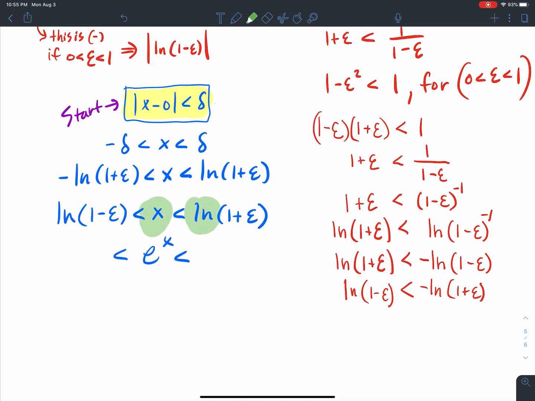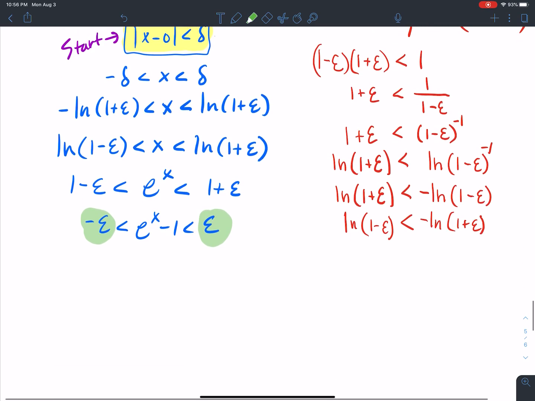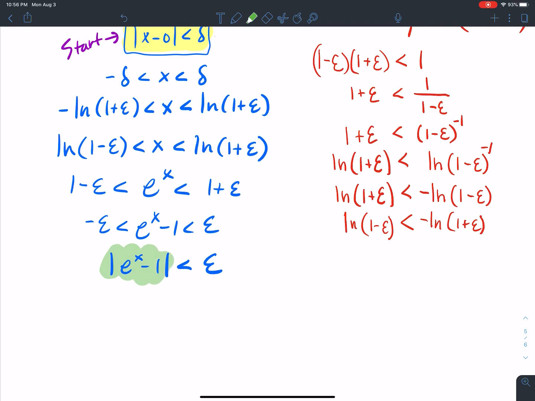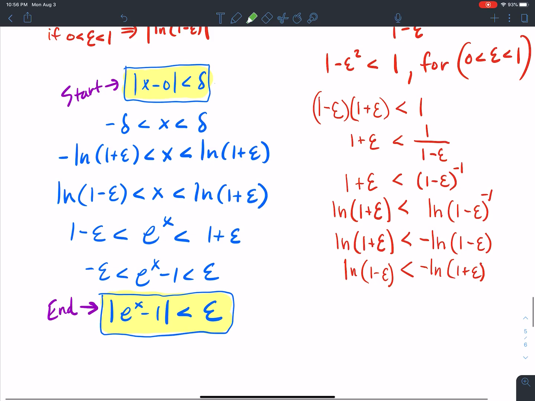If I exponentiate all three of these with e, then I get e to the x in the middle. E to the ln cancels the ln's. And so I get 1 minus epsilon and 1 plus epsilon. And now I'm going to subtract 1 from all pieces. And so I get negative epsilon and epsilon. And so this sets up for my absolute value of e to the x minus 1 is less than epsilon, which is what is desired, and that is the end result of my proof.